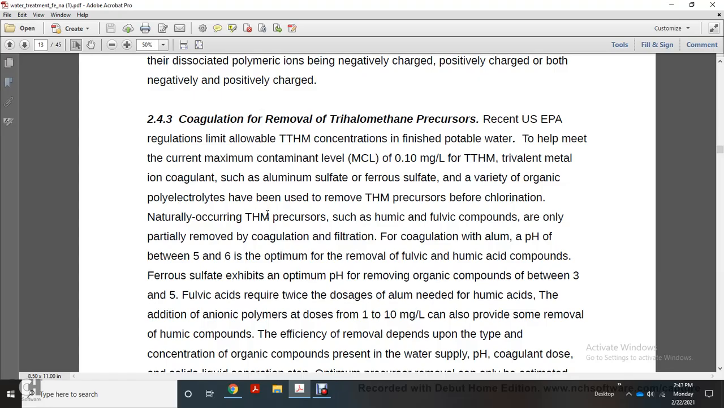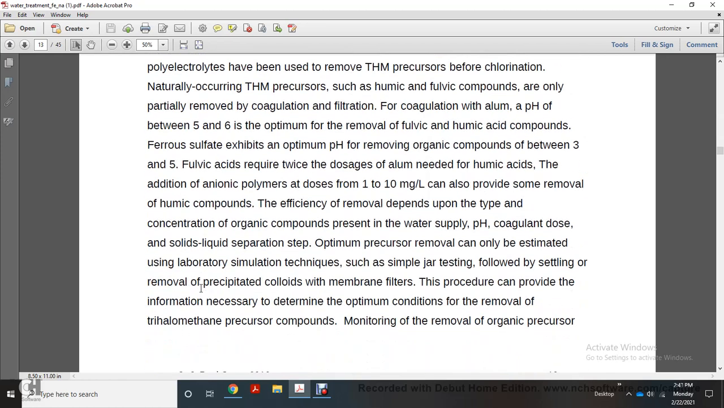Naturally occurring trihalomethane precursors such as humic and fulvic compounds are only partially removed by coagulation and filtration. Coagulation with aluminum at a pH between 5 and 6 gives optimum removal of fulvic and humic acid compounds. Ferrous sulfate exhibits optimum removal of organic compounds at a pH between 3 and 5. Fulvic acid requires twice the dosage of aluminum needed for humic acid. An anionic polymer dose of 1 to 10 milligrams per liter also provides the same removal of humic compounds.